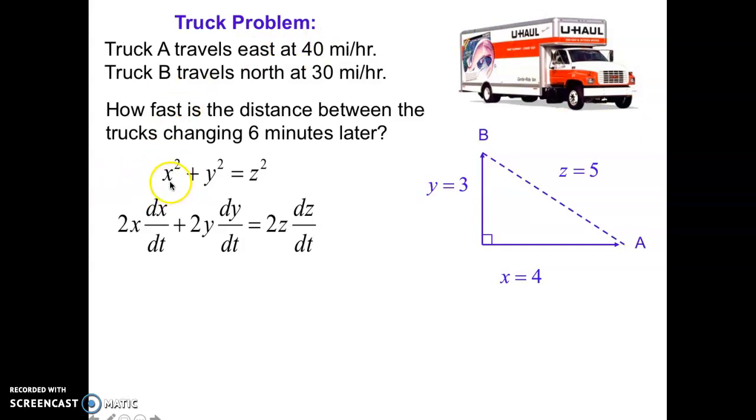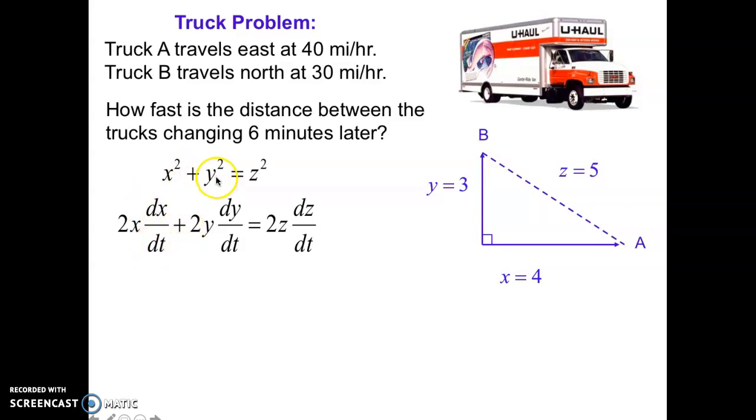The derivative of x squared with respect to t, x is not equal to t, so we take the derivative using the chain rule. The 2 comes to the front, leave the inside function alone, subtract 1 from the exponent, we get 2x, times the derivative of the inside function with respect to time. I don't know what that is, so I say dx/dt.